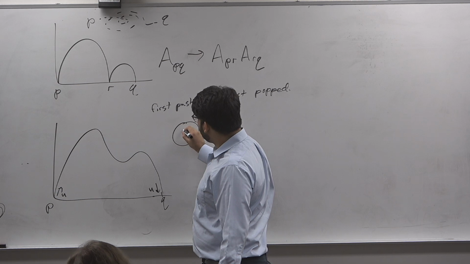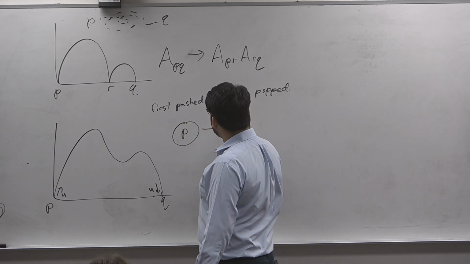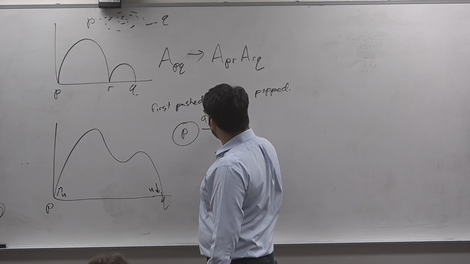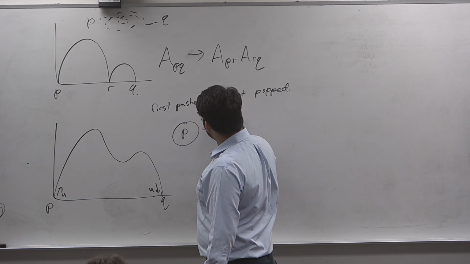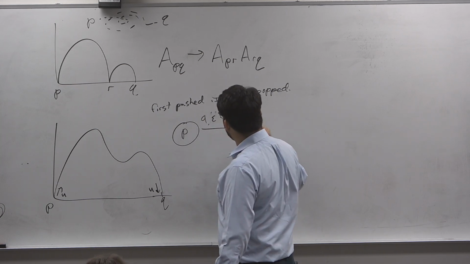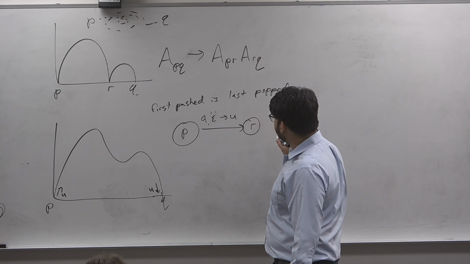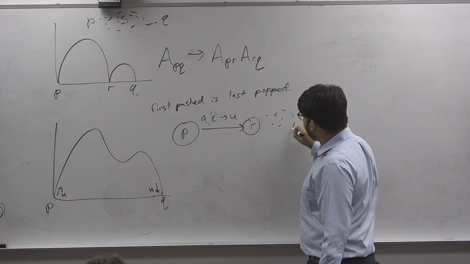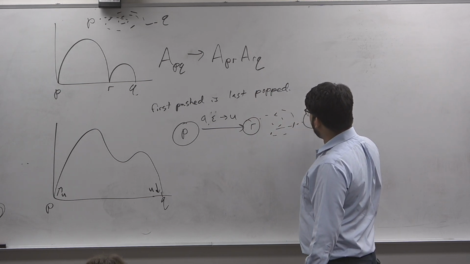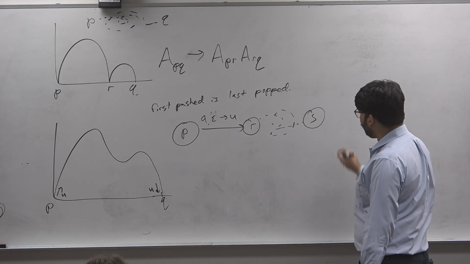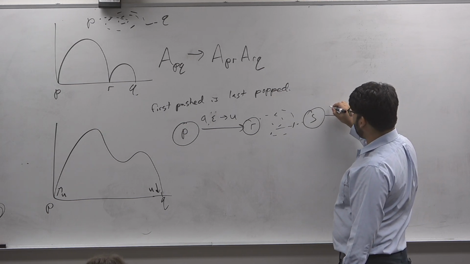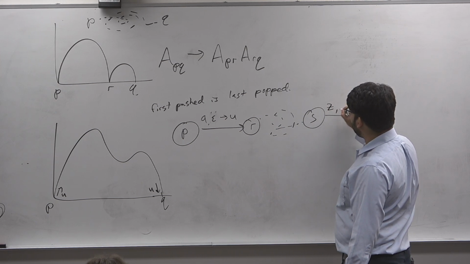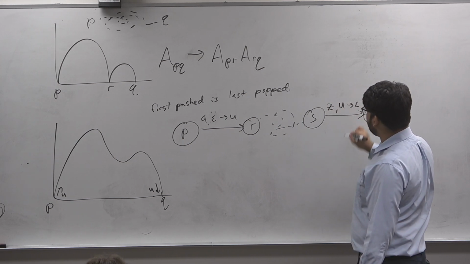We have some state P. Let's say we read an A, and then we push the U. No, it's pop, sorry. We pop nothing, and we push this U. And we're at some state, let's say R. And then some things happen from R, and we go to some state S. But then finally from S, we pop the U, by reading a Z, pop the U, and push nothing, right?